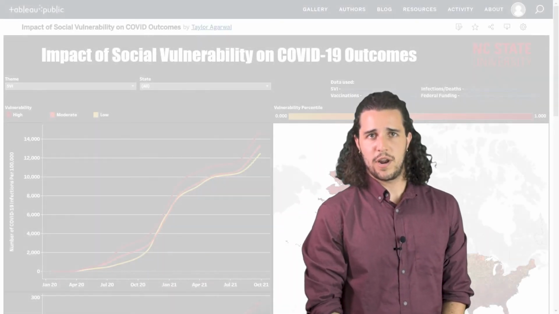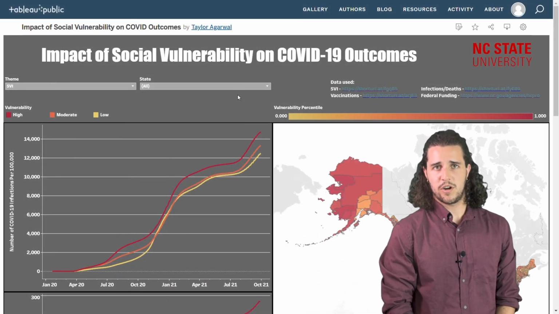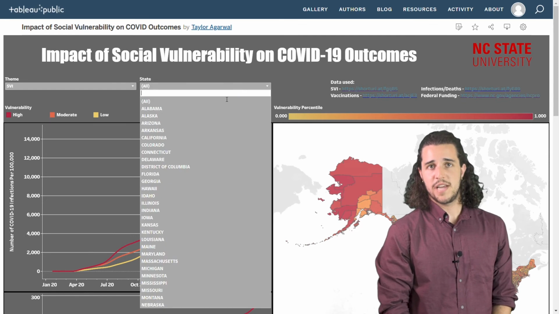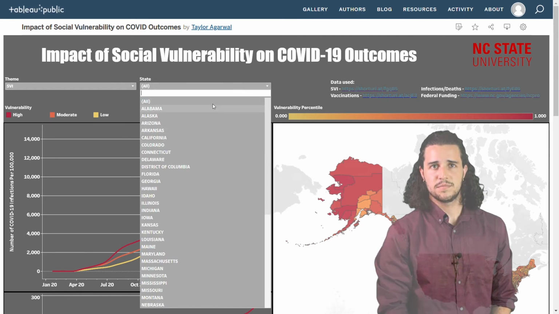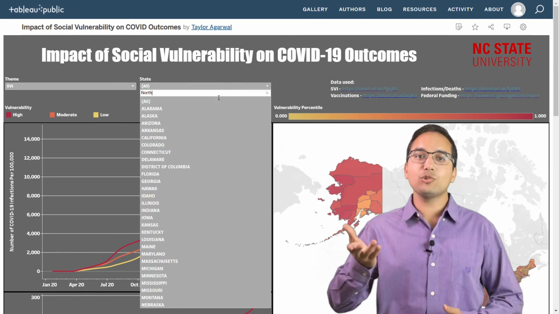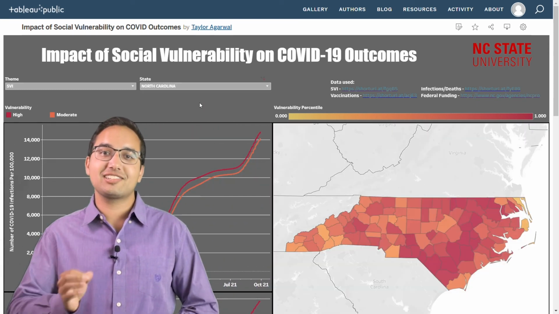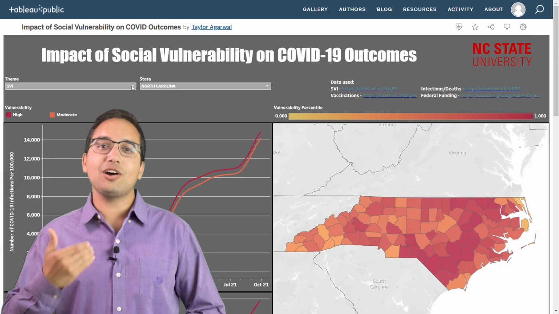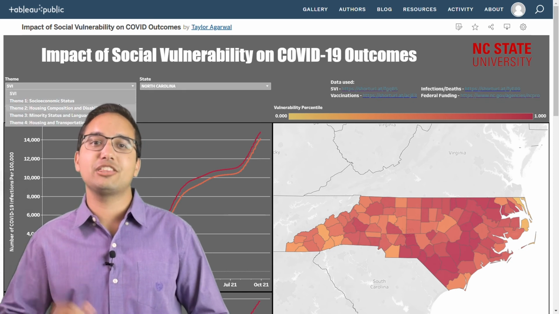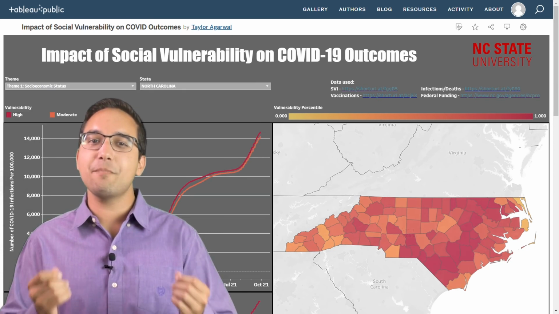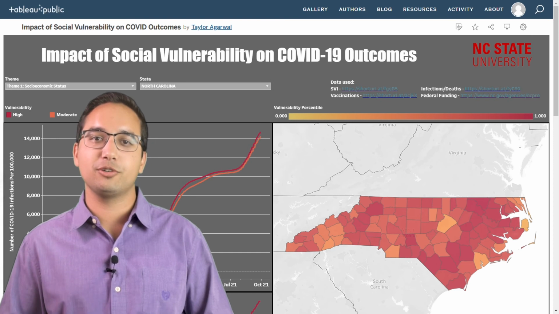In order to get a more granular picture of which communities are most vulnerable to COVID's impact, we have built a dashboard to aid decision makers. Our full dashboard is linked in the description. You will be able to look at data on a state-by-state basis, as well as filter by the different SVI themes, and visualize the impact of COVID by vulnerability groups.